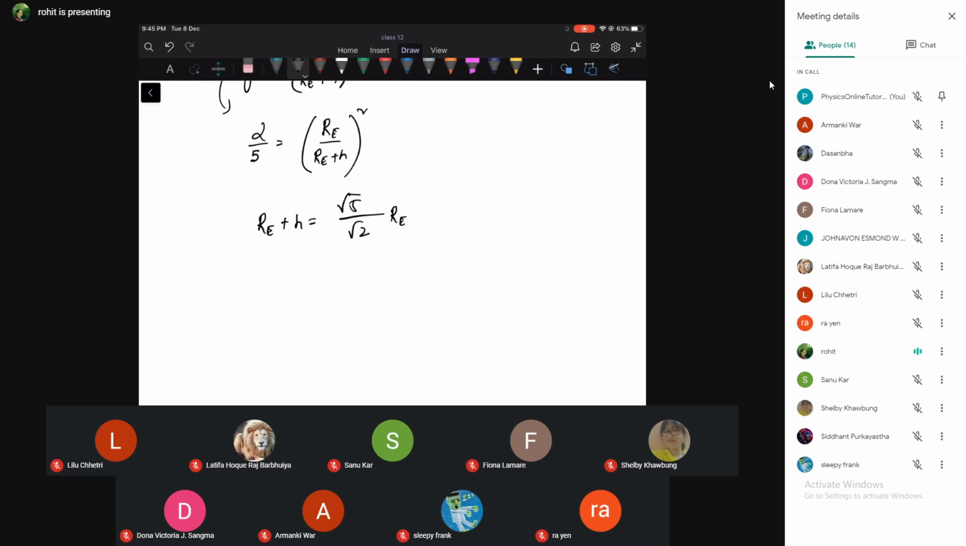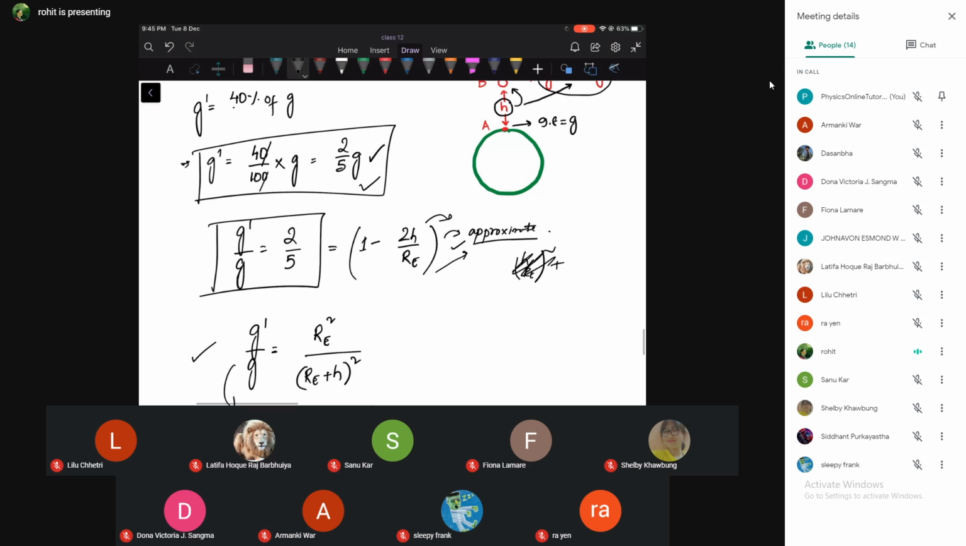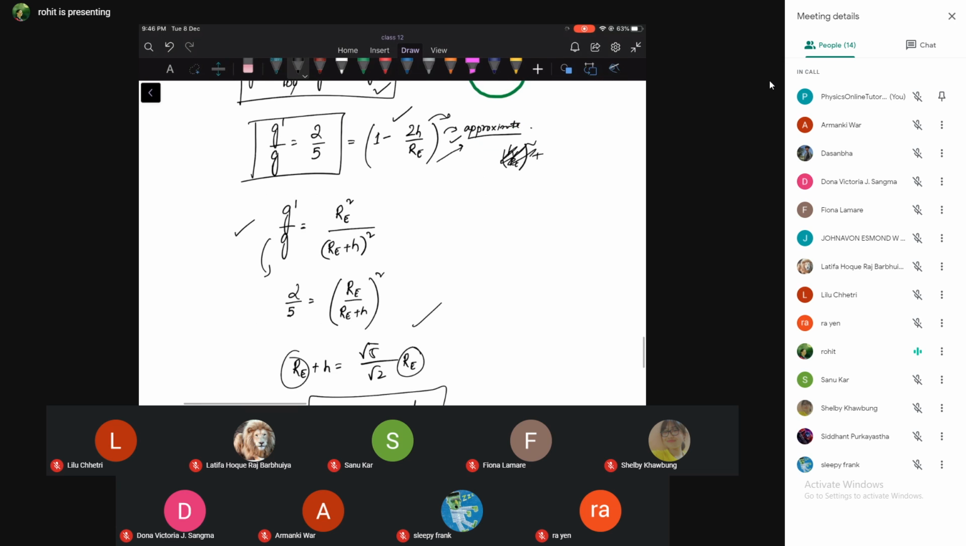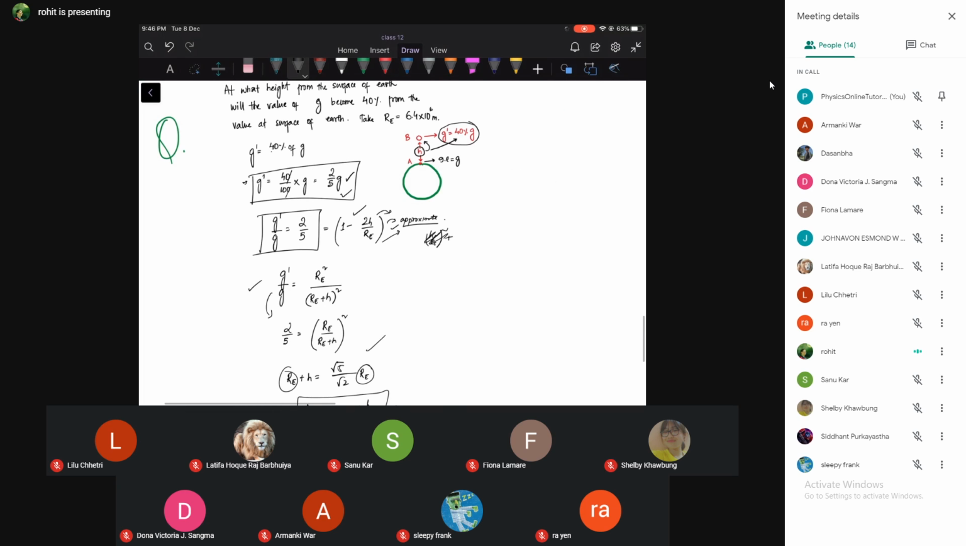When I do this, I just need to solve it, and I'm going to get the value of h equals 3.72 into 10 to the power 6 meters. I'm simply going to put the value of Re. That's it. You can also try using this because I know you're familiar with it, but I've done it this way, so please check. I think this was not a problem. I think you've understood what I did here just now.